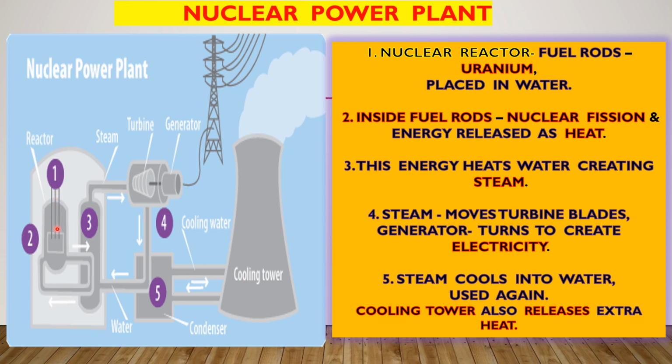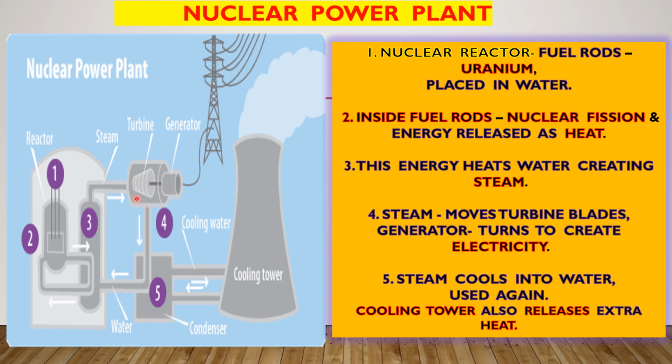Now, these three lines that you can see are the fuel rods where nuclear fission reaction is taking place, liberating energy in the form of heat, which heats up this water. This water is circulated over here, heating up the water to convert it to steam. The third point: this energy heats water, creating steam. So the steam, generated from the energy liberated, moves the turbine.